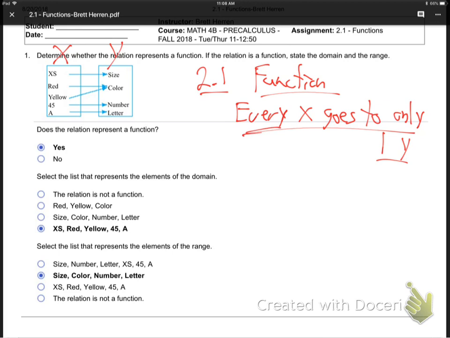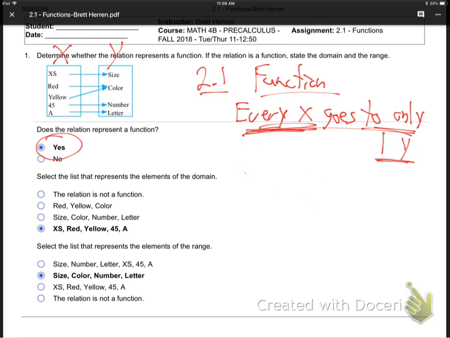Because if you think about it, every x still does go to only one y. For example, this x. What's bad is if you have an x going to two y's, like that. If this red went to two places, that would not be allowed. But it's okay for two x's to go to the same y as long as each is only going to one y. Every x must go to only one y. Does that make sense? So that's the function rule. This one is a function. Every x goes to only one y.